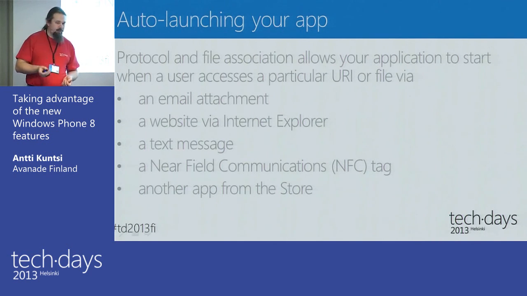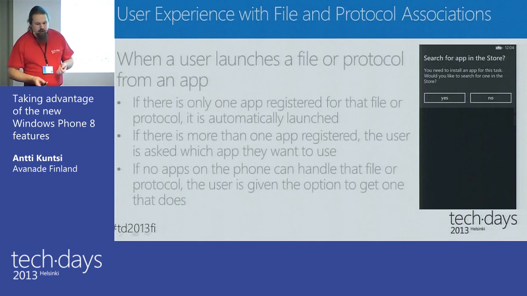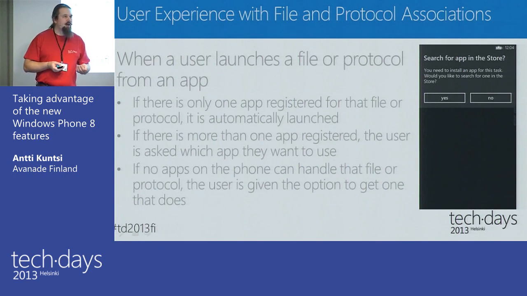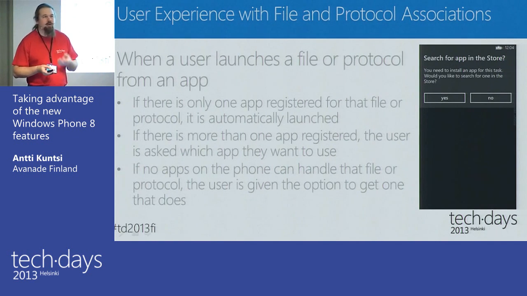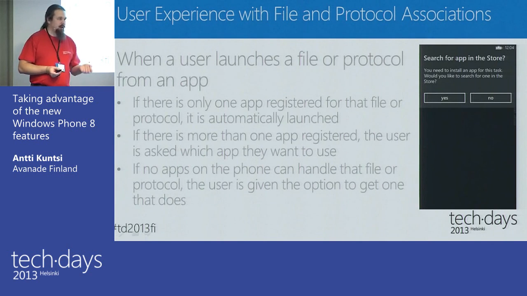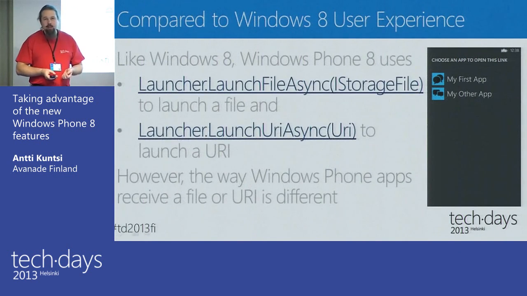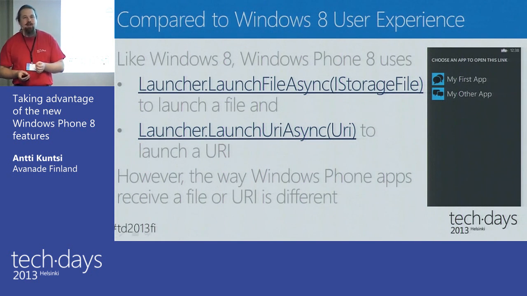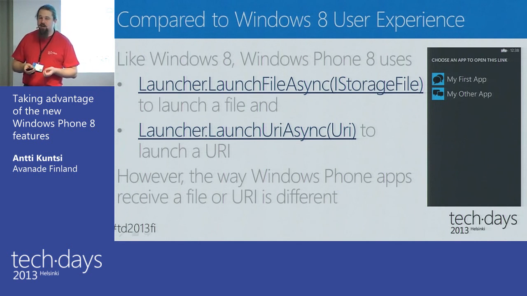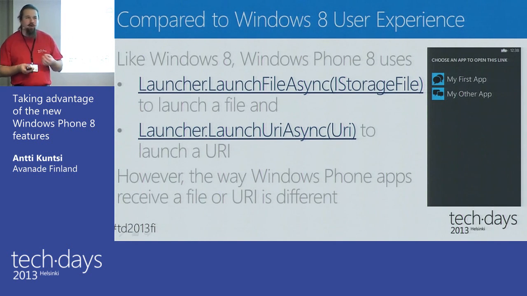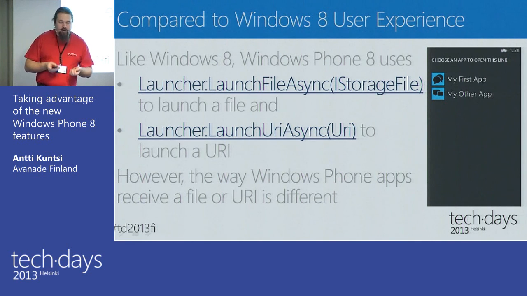And how that looks on a phone. The user launches a file or URI, and if you don't have that application on your phone, then you're given an opportunity to go and search for it on the store. And if you have multiple applications that are capable of handling the same file, you are given a choice. This is different from Windows Phone 8 and Windows 8. On Windows 8 you have a default application, and that doesn't exist on Windows Phone 8. So on the phone you always have to choose which application deals with a specific file or protocol when you are launching something that can be handled by multiple ones.